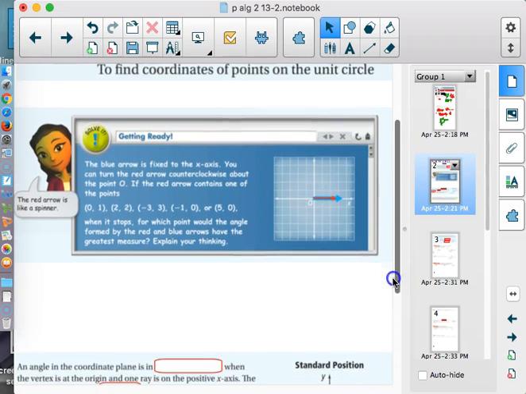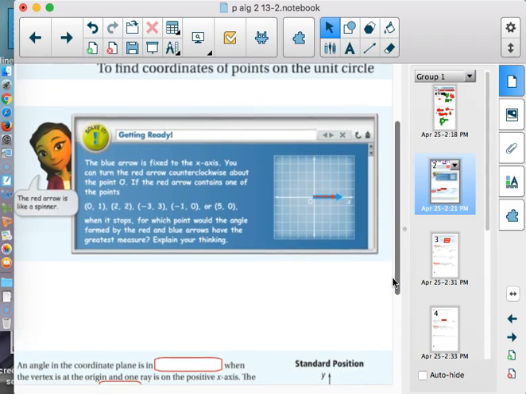So in the getting ready, the blue arrow is fixed to the x-axis. That is always how we want our angles to start. That's called the initial side of our angle, and it's always going to be on the positive x-axis. And then what we do is we figure out, how can I move one of these arrows to get a terminal side to show, hey, this is the angle that I want to have. And what this says is the blue arrow is fixed to the x-axis. The blue one's not going to move. You can turn the red one, kind of like a spinner, counterclockwise about the point O, the origin.